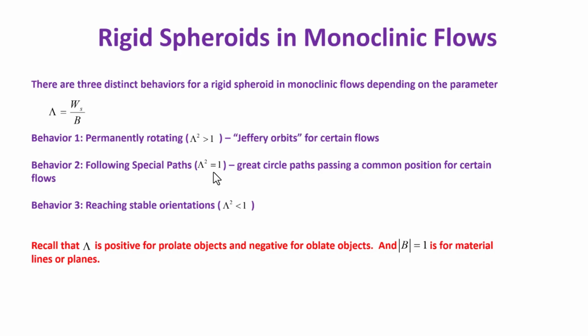The third behavior is lambda squared less than 1. That is, shape is more predominant than the vorticity, so the object will reach a fixed position. And remember, lambda is positive for prolate objects and negative for oblate objects. This is why we use lambda squared, so that this parameter is always positive.